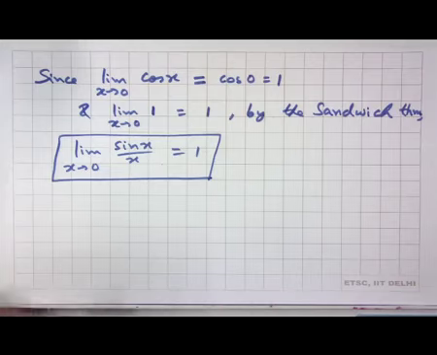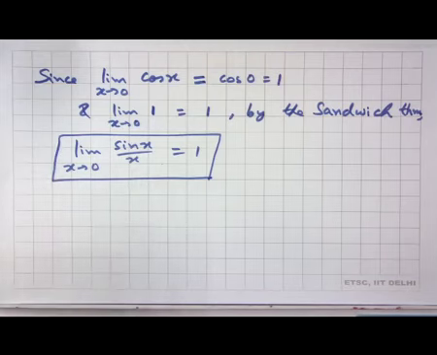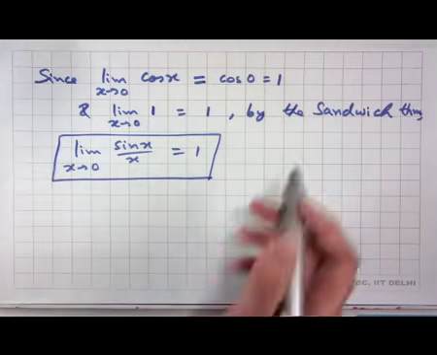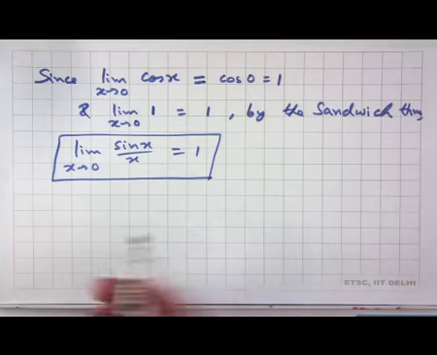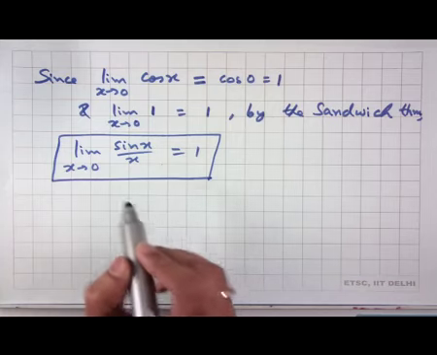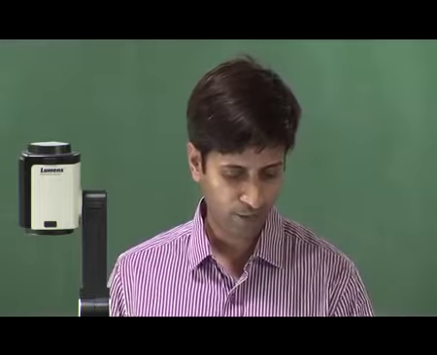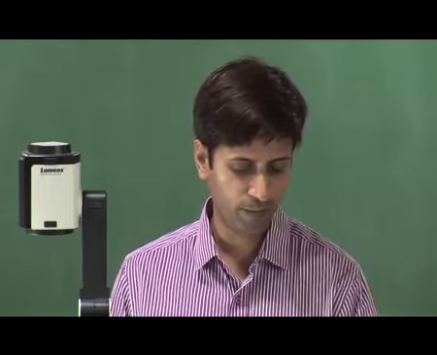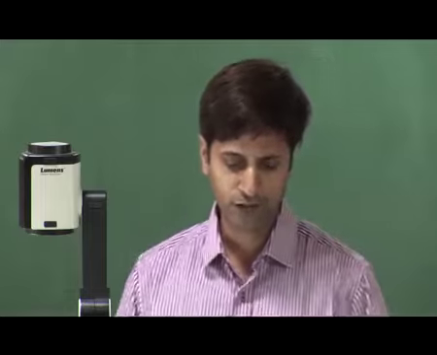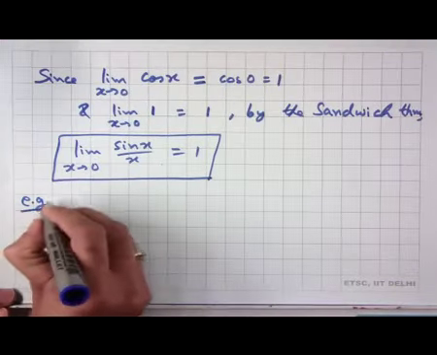So, we have proved that this limit is equal to 1 by bounding this function between two functions cos x and 1, whose limits are easy to calculate, and then we know that this limit is also equal to 1. So, this is a very important formula for limit, and you can use this to calculate many limits. So, we will do some examples using this formula.